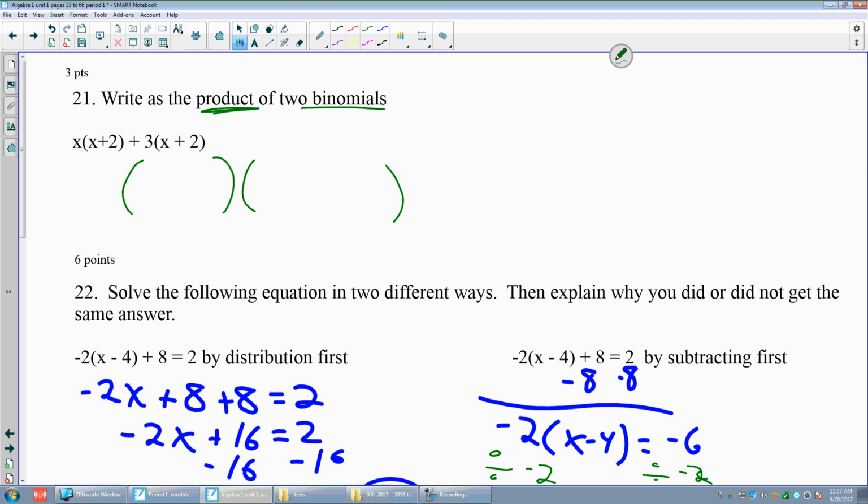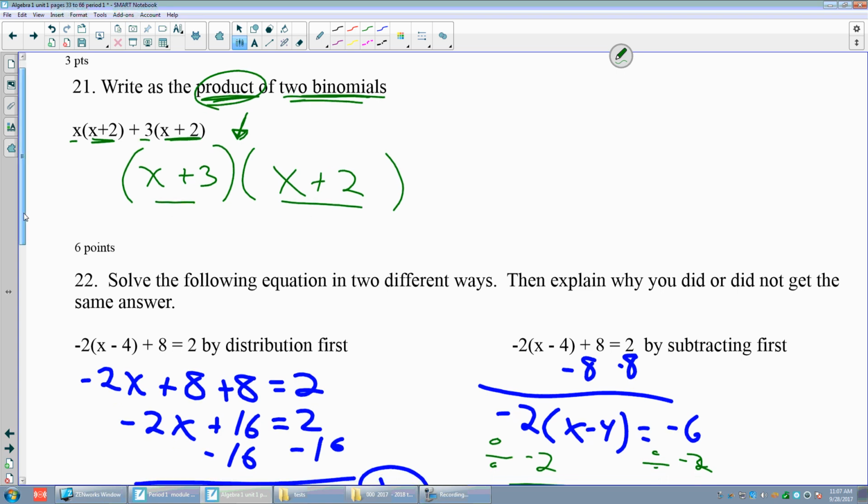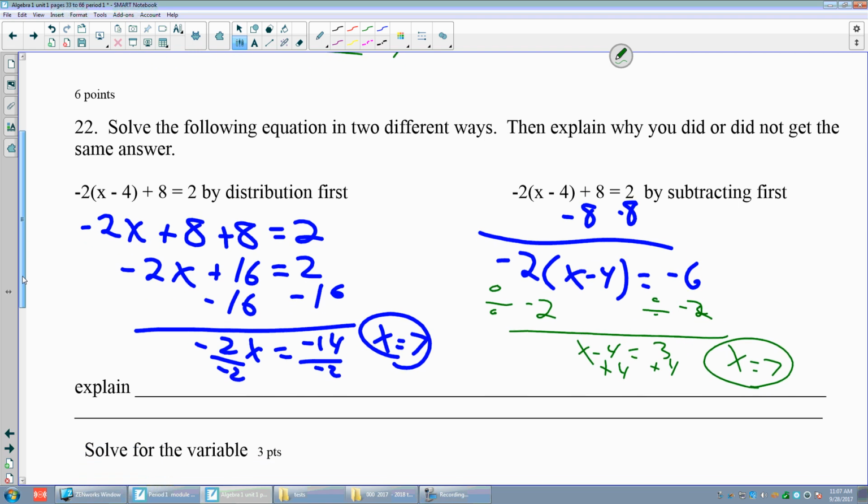You notice that you have a common factor. We have a common factor of x plus 2. Factor means multiply. We have a common factor. And what are we left with? We're left with the x and the plus 3. So we write down x plus 3. That's it. It's a product. It's a multiplication problem because the parentheses are touching. Two things, one binomial, two binomials. I apologize about that. Solve the following equations.